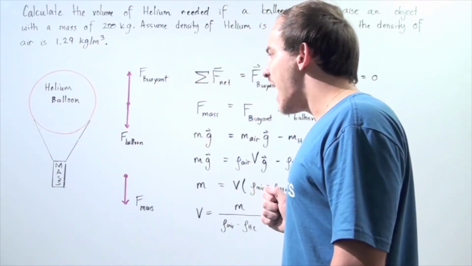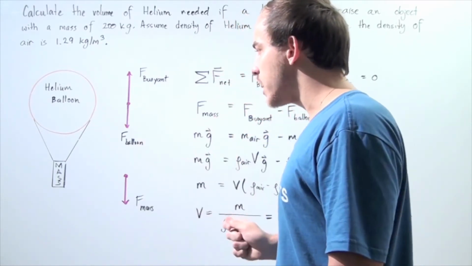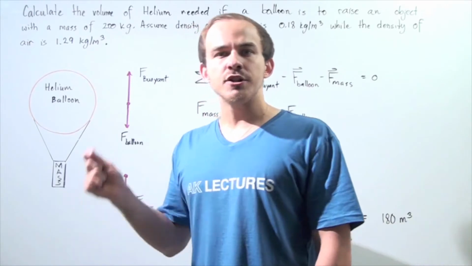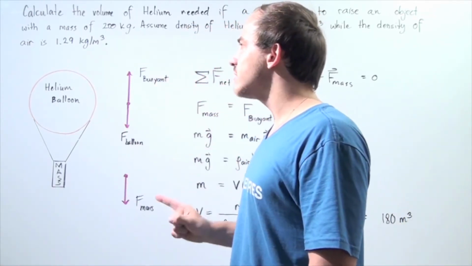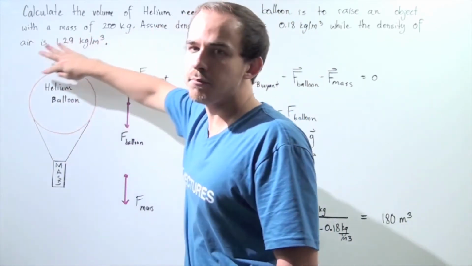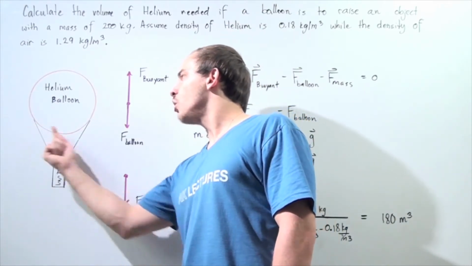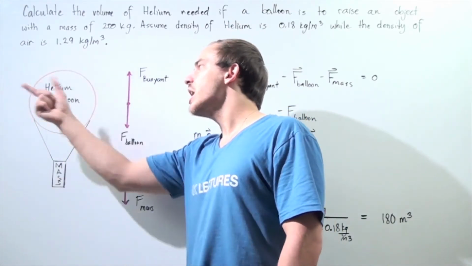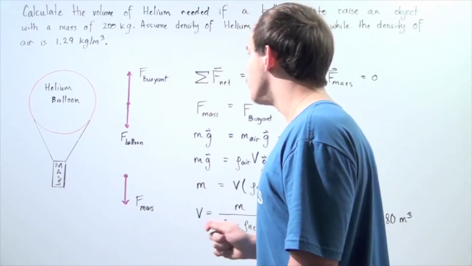Now, at the same time, we have two gravitational forces acting on our two objects. So we have the gravitational force that's acting on the mass, as well as the gravitational force that's acting on the mass of our balloon. So we not only have the mass of the object, we also have to take into consideration the mass of the actual balloon, the mass of the empty balloon.